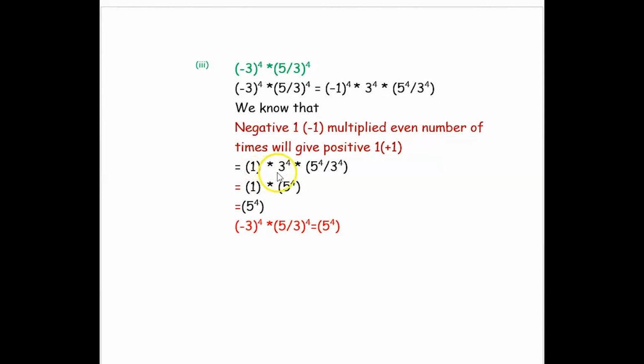So it is positive 1 into 3 raised to the power 4 into 5 raised to the power 4 divided by 3 raised to the power 4. Here one 3 raised to the power 4 is in multiplication, the other 3 raised to the power 4 is in division. That is, one is in the numerator, the other is in the denominator. So we can cancel it out. So our equation will be 1 into 5 raised to the power 4, which is nothing but 5 raised to the power 4. So thus negative 3 raised to the power 4 into 5 divided by 3 raised to the power 4 is equal to 5 raised to the power of 4.